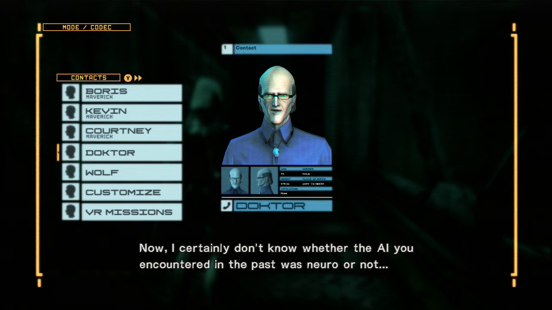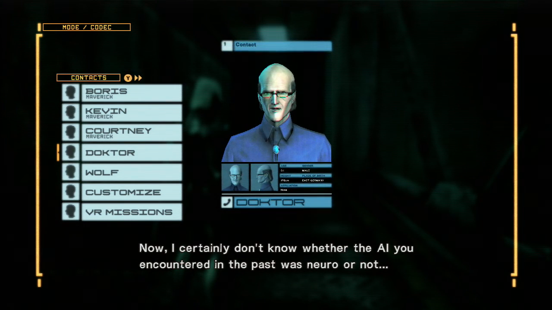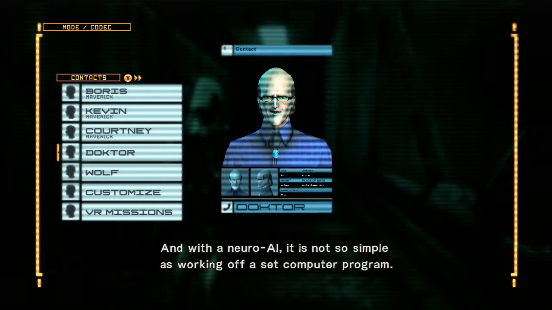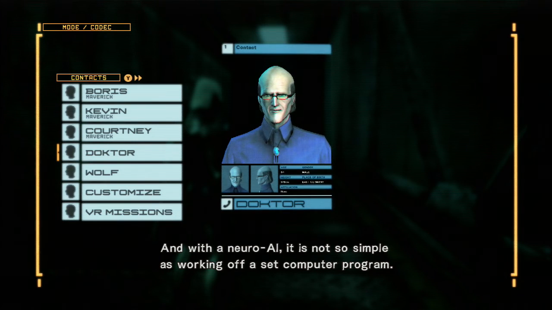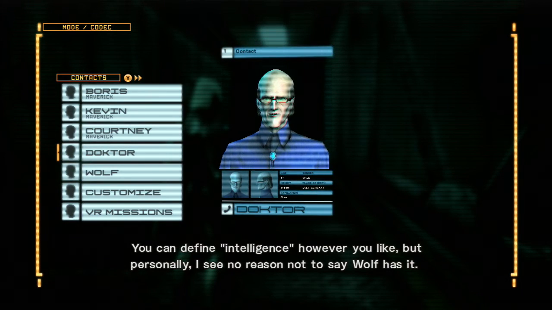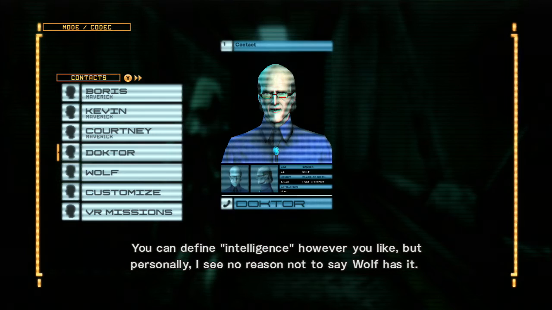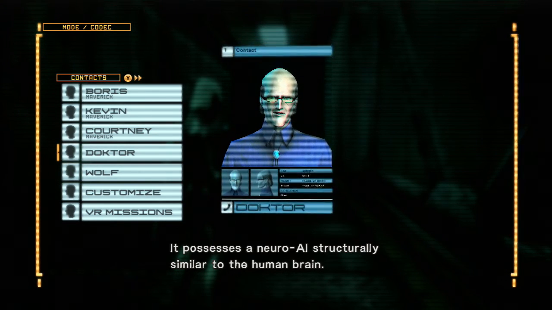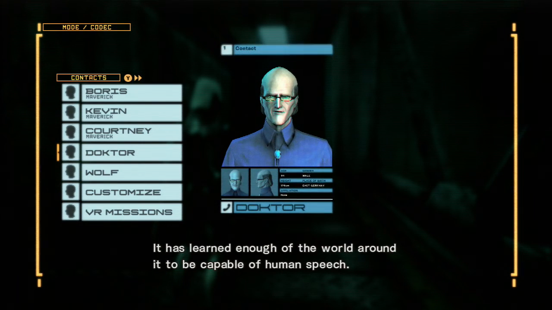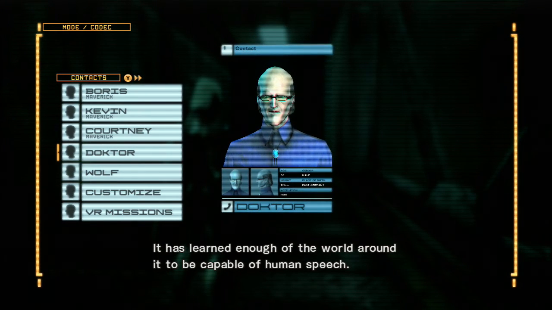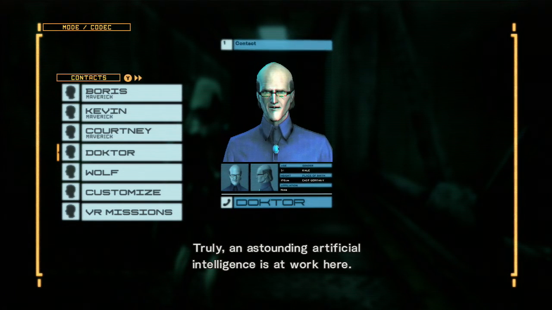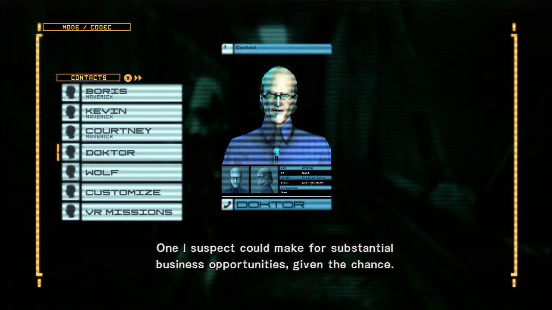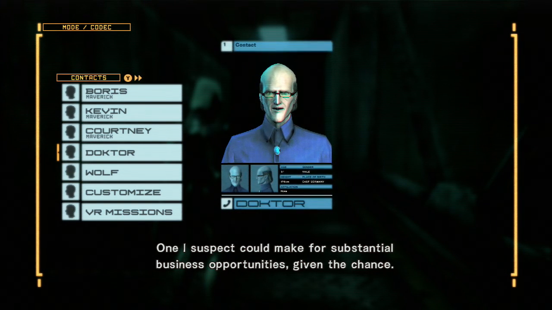Now, I certainly don't know whether the AI you encountered in the past was neural or not, but Wolf most certainly is. And with a neuro AI, it is not so simple as working off a set computer program. You can define intelligence however you like, but personally, I see no reason not to say Wolf has it. It possesses a neuro AI structurally similar to the human brain. It has learned enough of the world around it to be capable of human speech. Truly, an astounding artificial intelligence is at work here. One, I suspect, could make for substantial business opportunities given the chance.